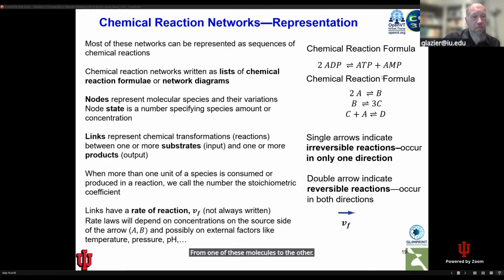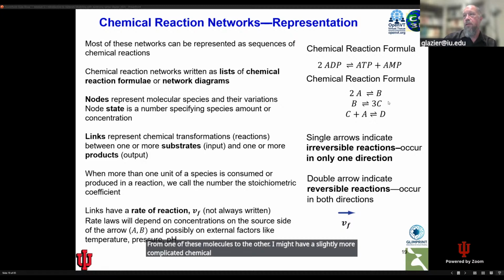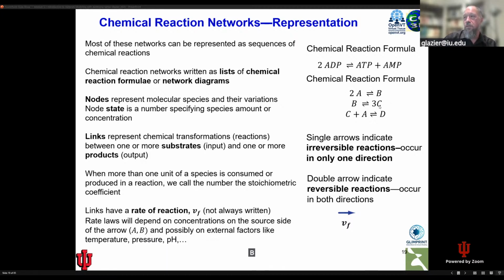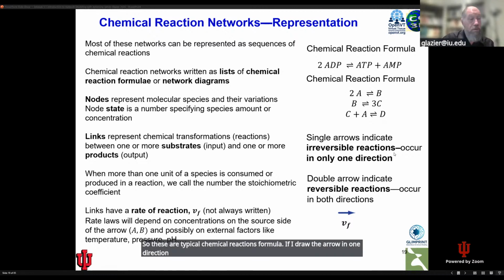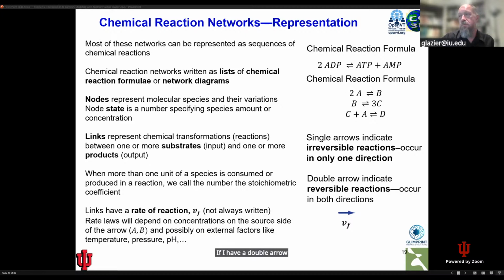I might have a slightly more complicated chemical reaction where I have two molecules of A become B. B can make three molecules of C. C can combine with A to make D. So these are typical chemical reaction formulae. If I draw the arrow in one direction only, it means it's an irreversible reaction. If I have a double arrow, then it's reversible.